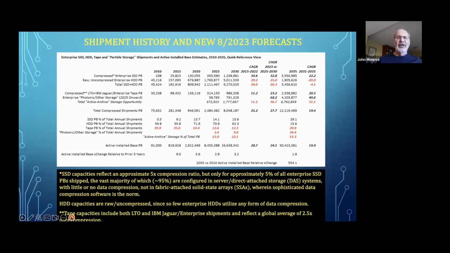So when I say enterprise petabytes, I'm looking exclusively here at only the petabytes that are shipped on enterprise-grade flash SSDs and enterprise-grade hard drives. And of course, tape is really only enterprise-grade. Next slide, please.